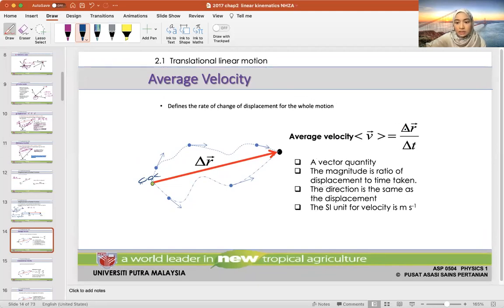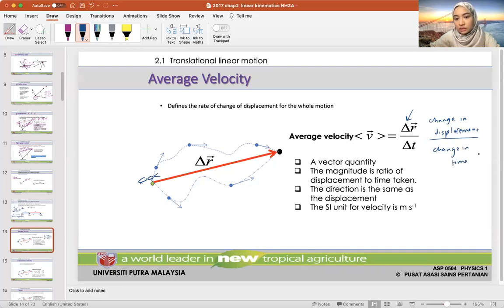So average velocity is actually the change in displacement over the change in time. Okay, remember this triangle means the change in something. Change in displacement over the change in time. So what does the change in displacement mean? What does the change in time mean?